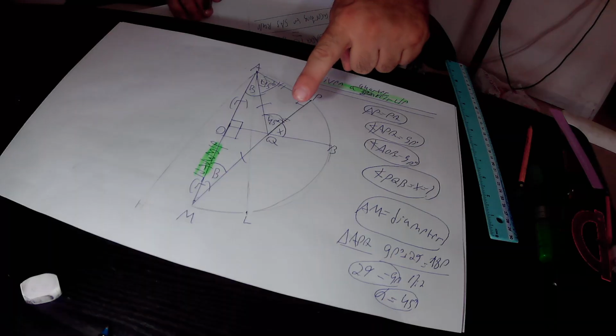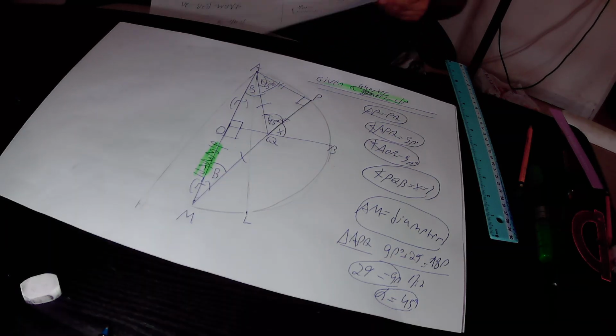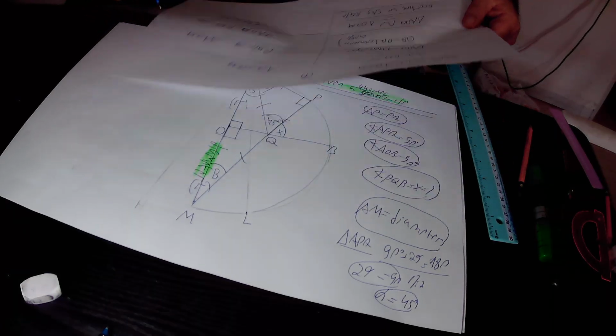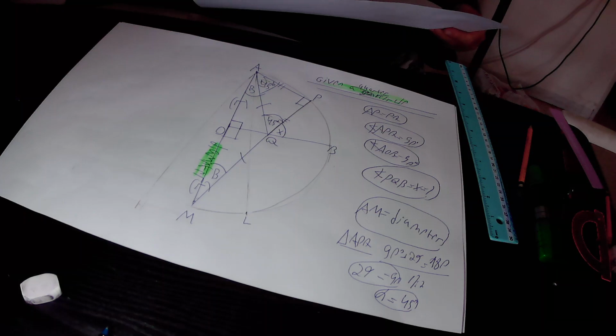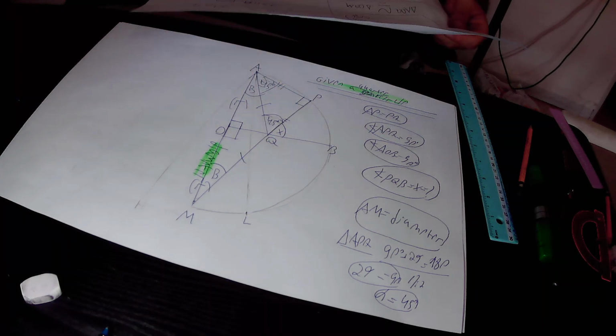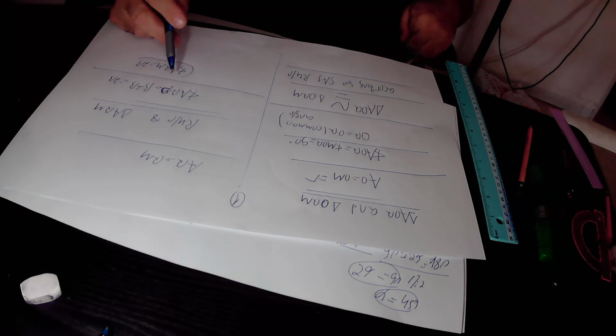Actually, the external angle is angle AQP. So the size of the external angle AQP in relation to the big triangle AQM is equal to beta plus beta, that is 2 beta. Repeat again, the size of the external angle AQP in relation to the big triangle AQM is equal to beta plus beta, that is actually the sum of the two angles that are not adjacent to angle AQP.